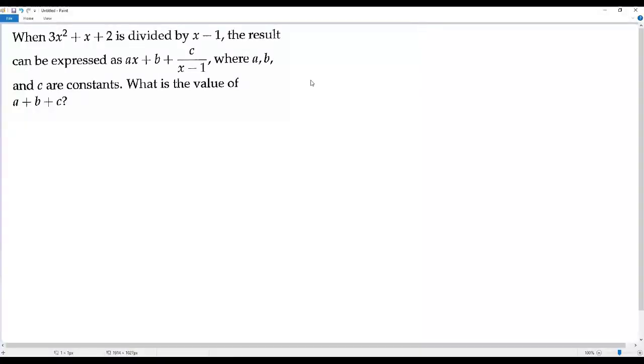Here we have a SAT math question. Okay, let's go to the question. When 3x² + x + 2 is divided by x − 1, the result can be expressed as ax + b + c over x − 1, where a, b, and c are constants. So what is the value of a + b + c?